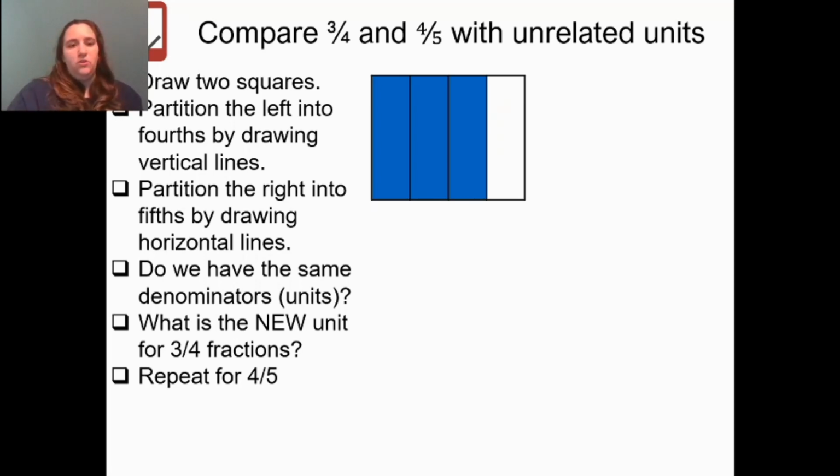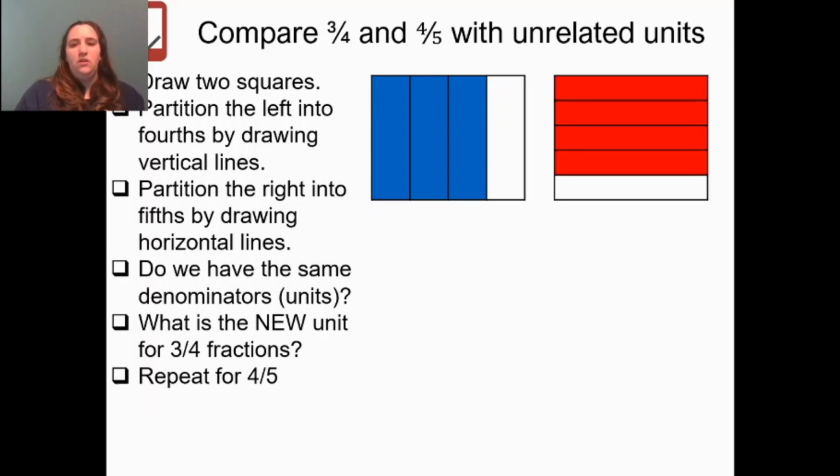Okay, next we're going to draw the next square, and we're going to partition the right square into fifths by drawing horizontal lines. I've gone ahead and done it. Now make sure you draw your square, split it up into fifths, and shade 4/5 like I've done mine.